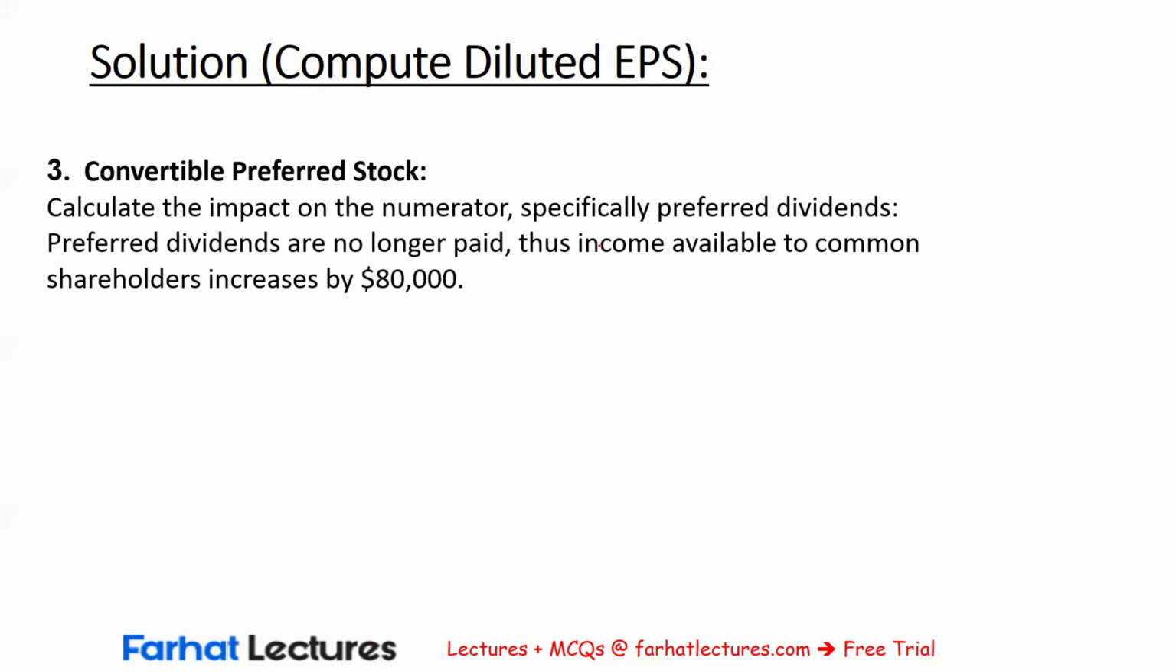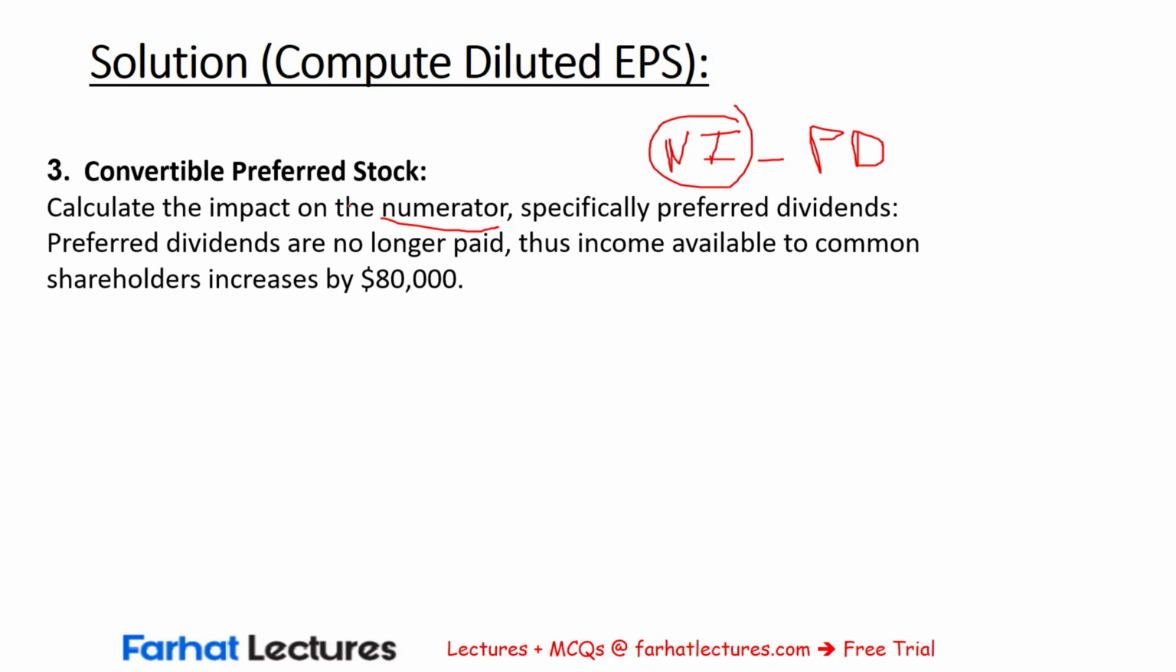Next, we're going to look at the convertible preferred stock, and we're going to do the same thing, calculate the impact on the numerator. There is no impact on the net income. Now, remember, the numerator of the basic EPS is net income minus preferred dividends. Preferred dividends do not affect net income because they are part of equity. They are payment to preferred shareholders. They're going to reduce equity and not net income. So here, there's no effect.